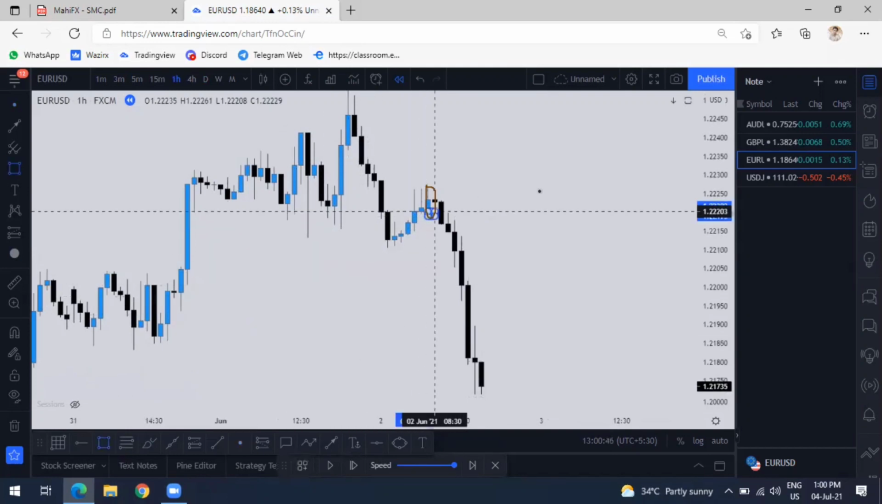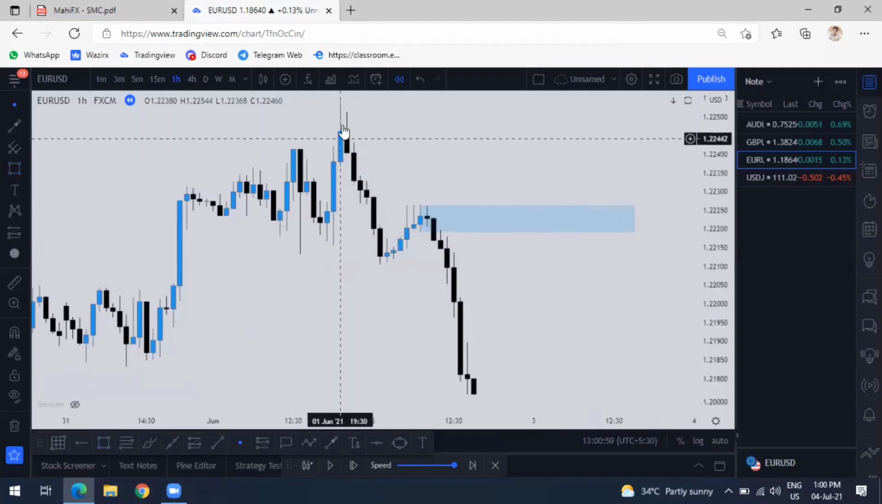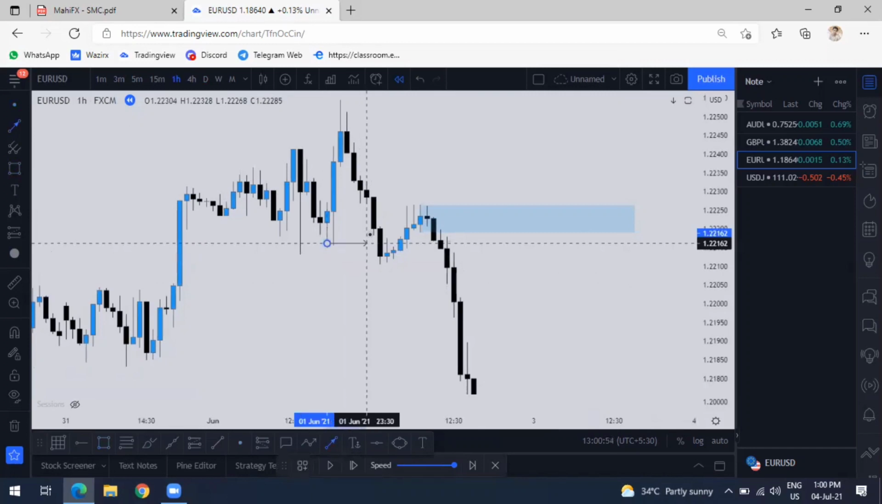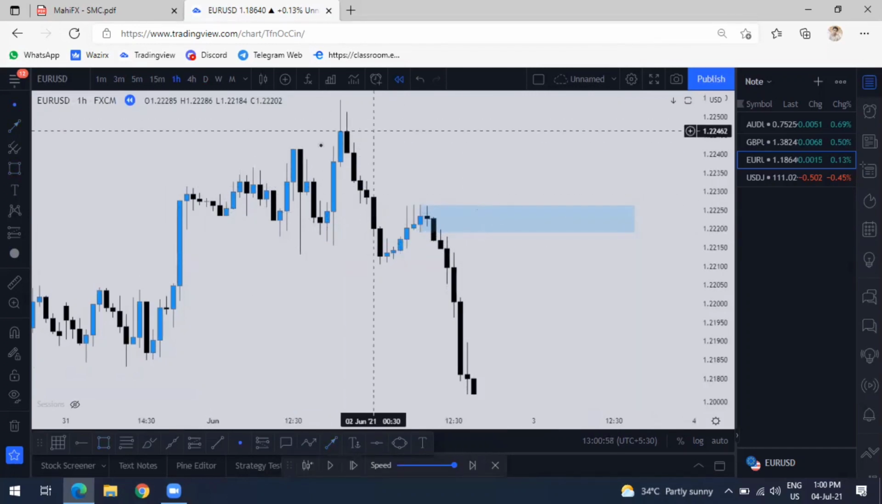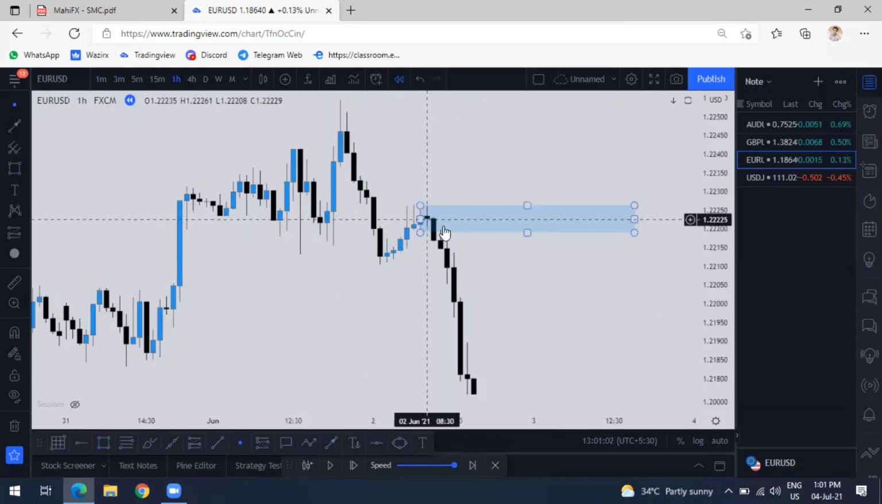Okay, let me just mark it here. And we also have one more order block here because as you can see, this was also an impulsive move. We broke structure here as well. So first, this is the recent order block and this is the extreme order block. If this gets violated, then we'll focus on this one. For now, our focus is here.